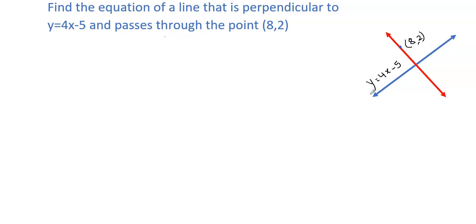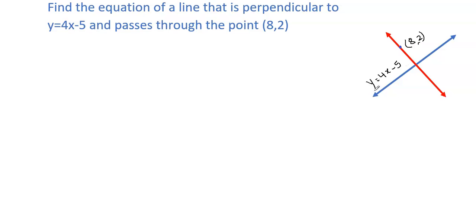So you see that this is my line, which is y equals 4x minus 5, and there's another line which is perpendicular to this line, and I need to find the equation of this perpendicular line, this red line. The only piece of information I have is this line passes through the point (8, 2), and this red line is perpendicular to the blue line.